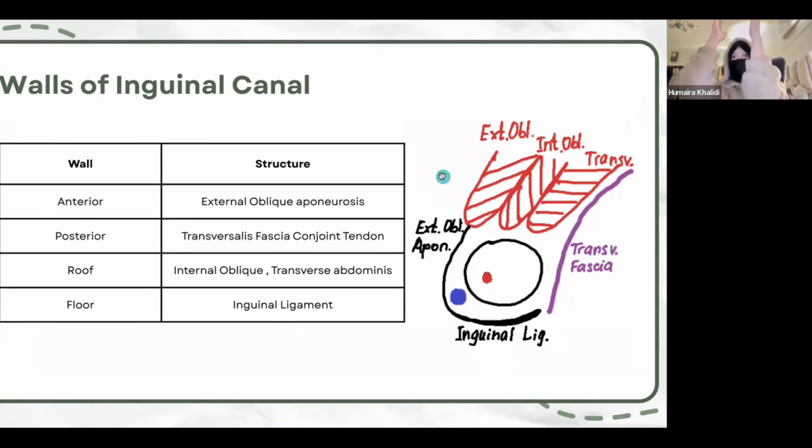Remember how I said that it keeps going and going and going? When it keeps going, the thing that's being formed on the floor of the inguinal canal is going to be the aponeurosis of the external oblique. The inguinal ligament is just that. It's nothing by itself. You know what I mean?